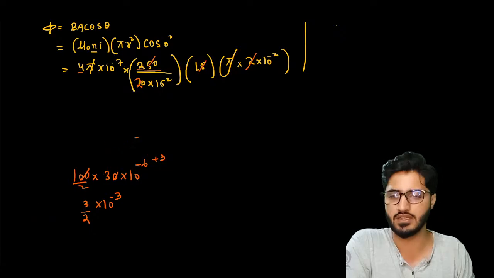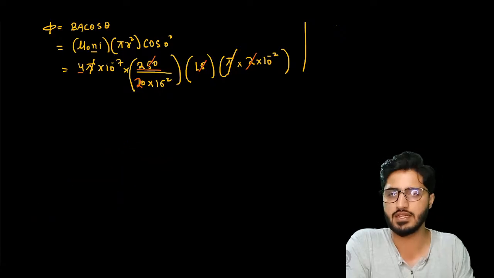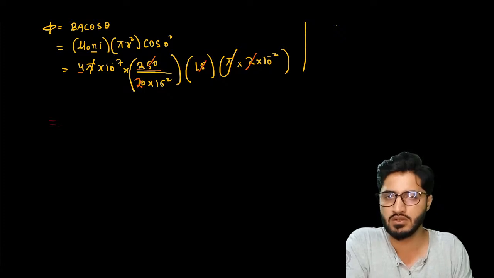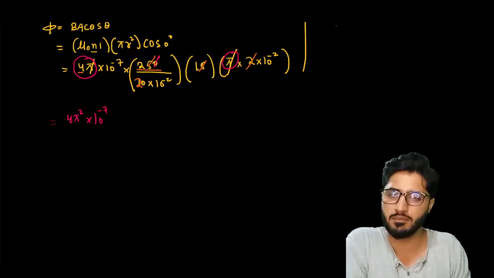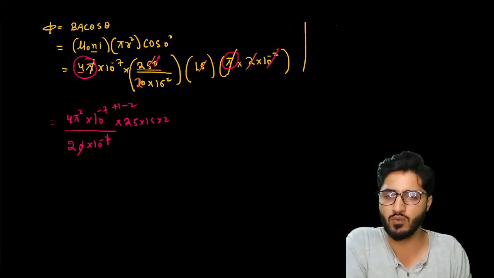So basically 4 pi into pi, I can simply write 4 pi square, no worries. 10 to the power minus 7 plus 1 minus 2, done, cancel out. So we are now left with 25 into 15 into 2 divided by 20, 10 to the power minus 2, the 10s cancel out. So here we are having 1 only. So I can write 2 to cancel out. So it is 4 into 10.